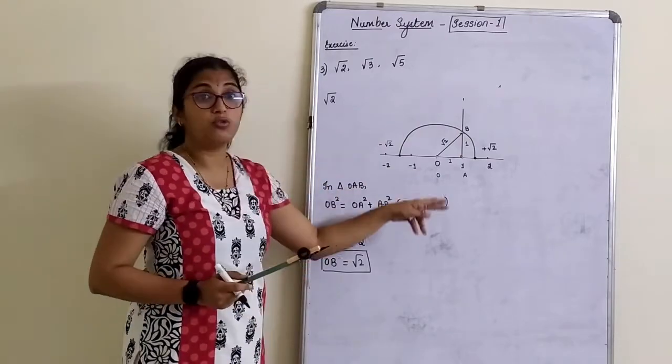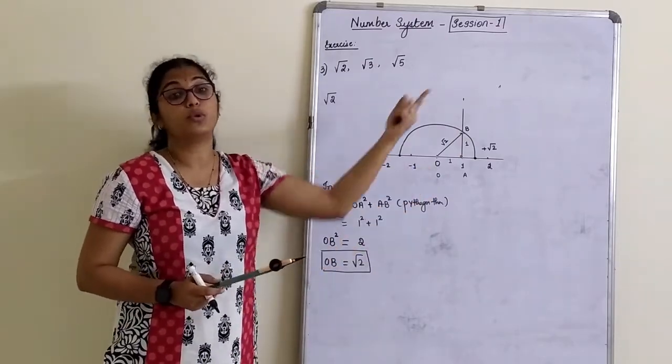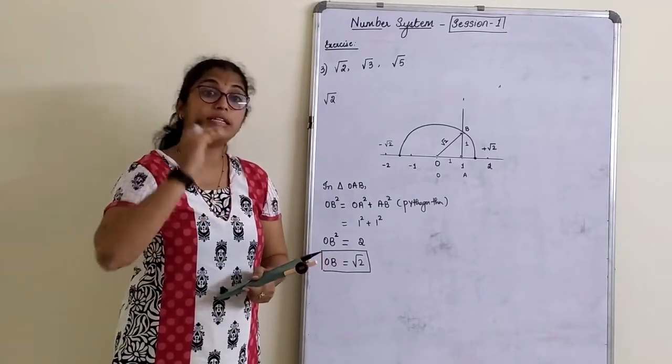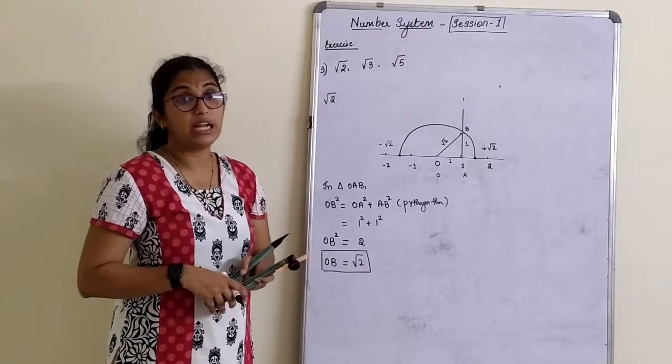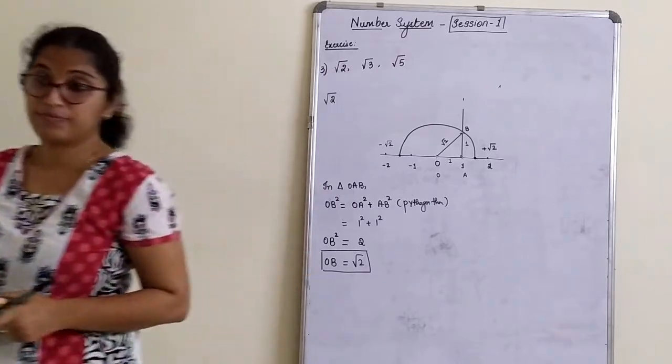So if you understand root 2, on root 2 we have to construct root 3. On root 3 we have to construct root 5. So you all complete this. We will start how to construct root 5.